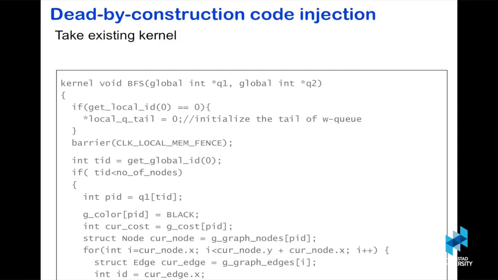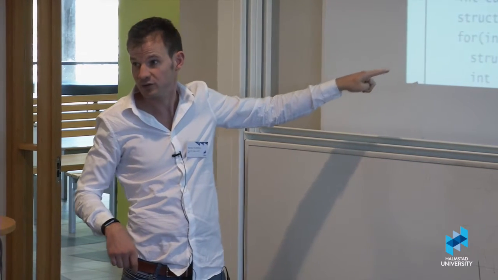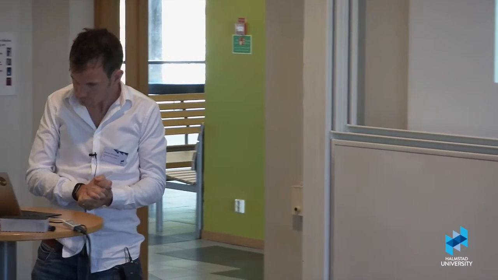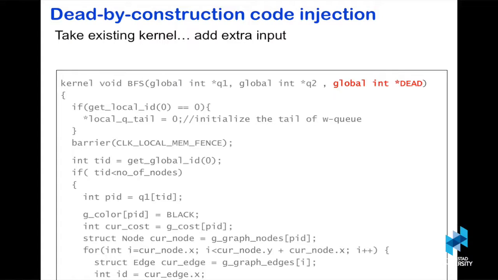So here I'm showing you a little piece of OpenCL code that I've grayed out because I don't want you to read it. I just want you to observe that it's code that someone wrote. It's not some random piece of code that was generated. It's an actual existing piece of code. And what we did in this PLDI work was we extended a function, like this breadth-first search kernel, with a new argument, a global array of integers with the name dead, which might hint at what we're going to use this for.